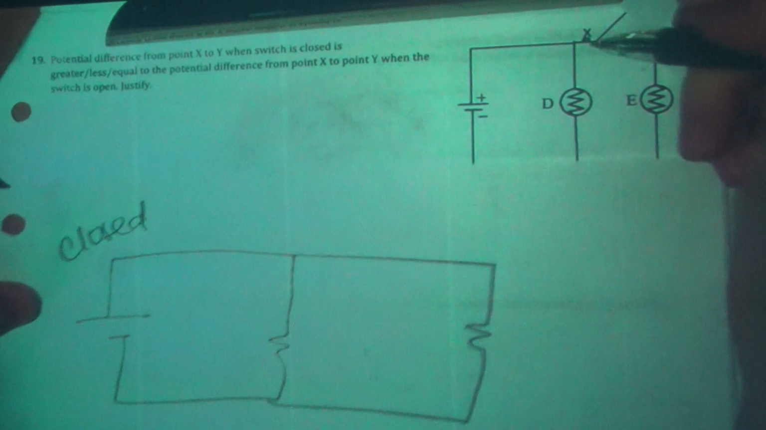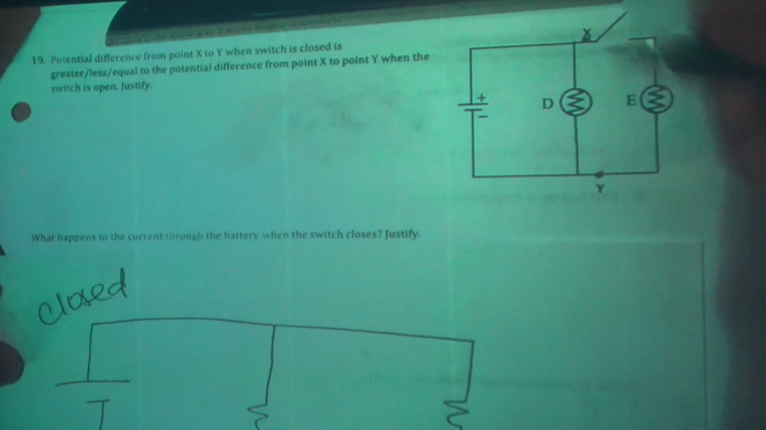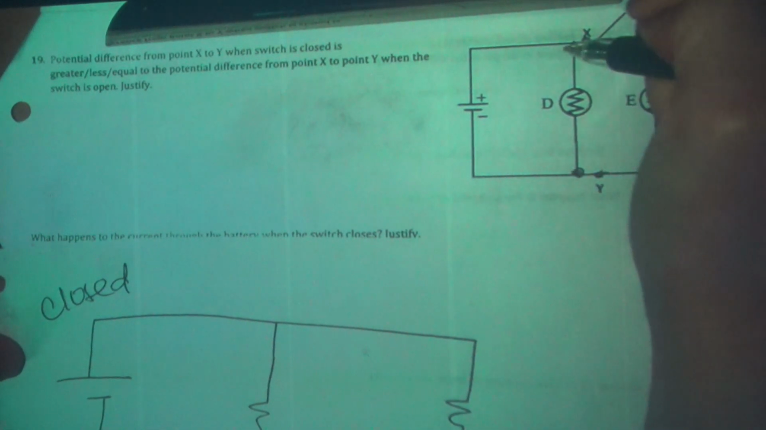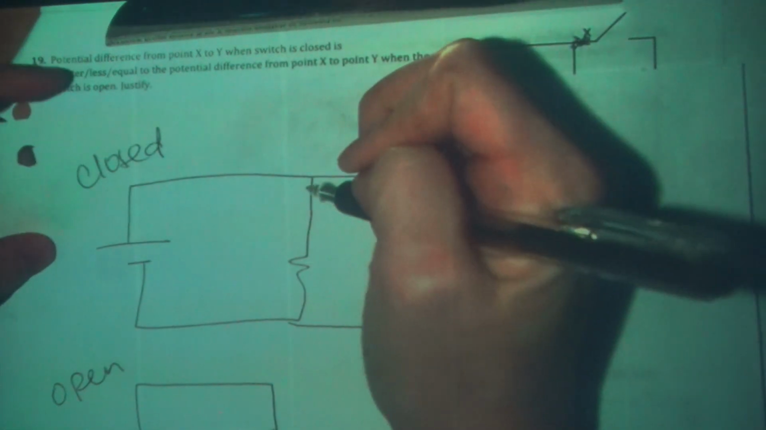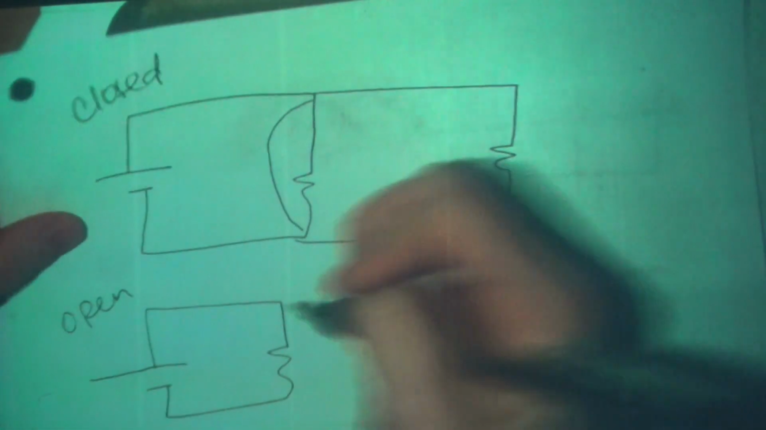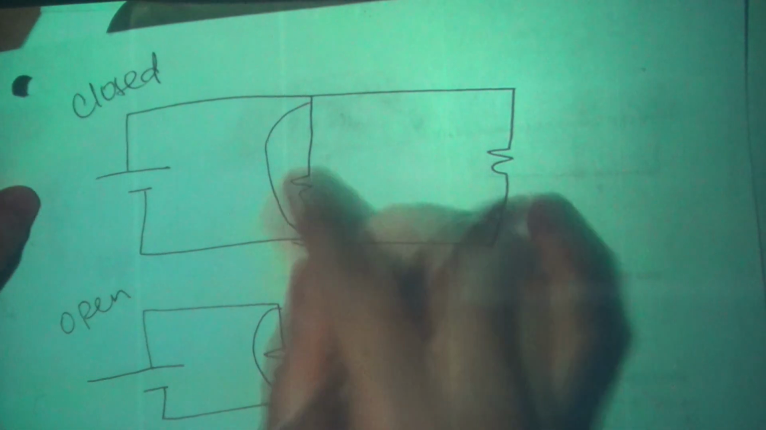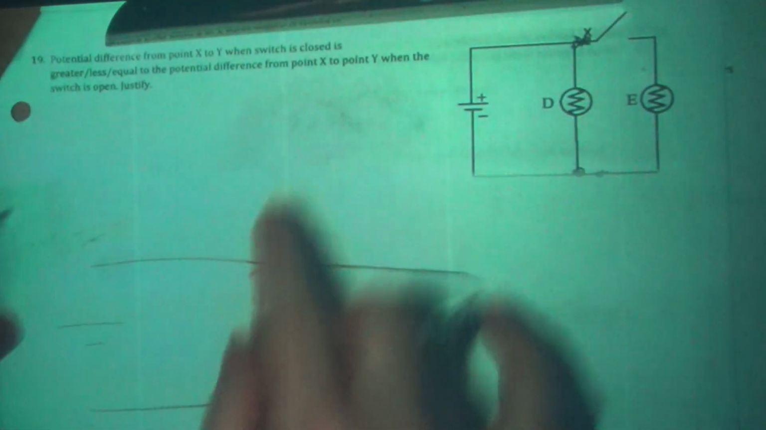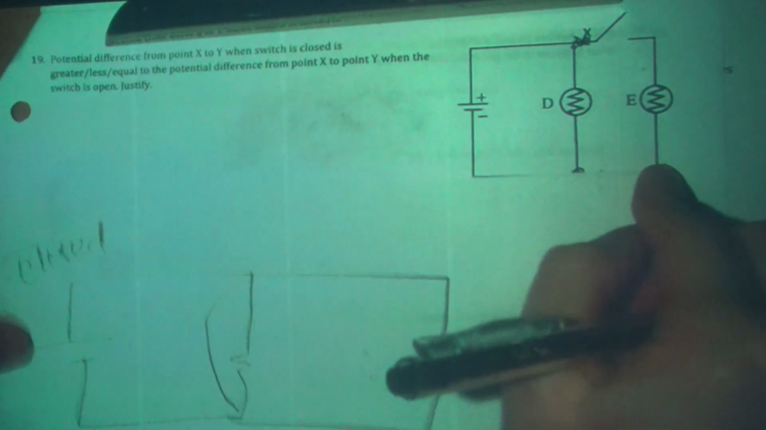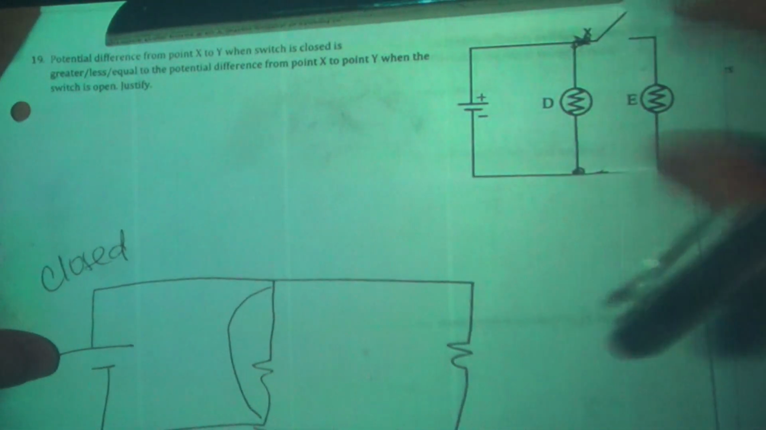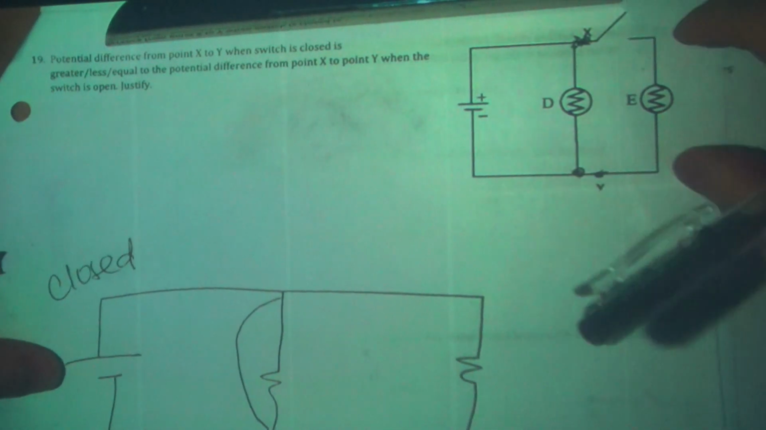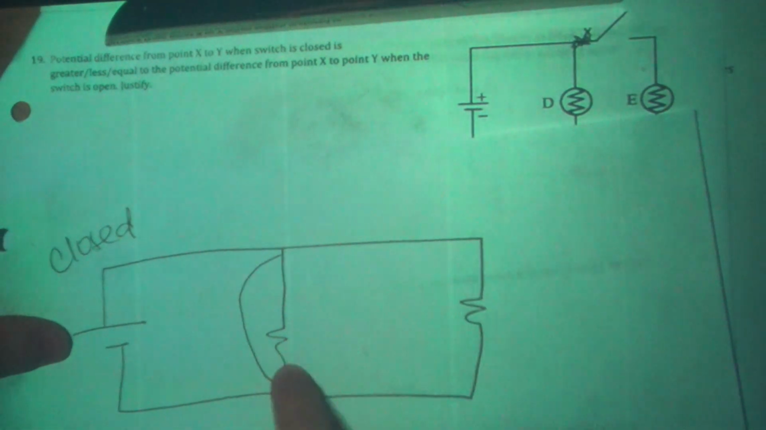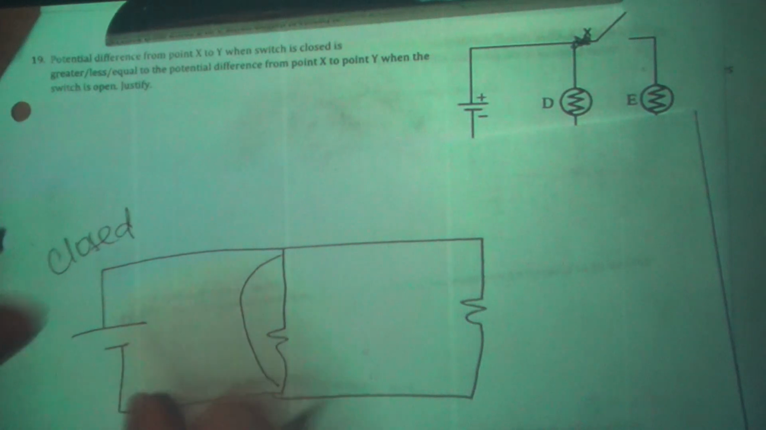And I'm asked specifically about the potential difference, or the voltage, from point X to point Y. Well, right here, this is just wire. So that's basically asking what is the voltage drop, or potential difference, across this bulb right here when it's open compared to when it is closed. Well, this one's actually really easy, because when you're closing it, you're just putting another bulb in parallel. In parallel, all the branches have the exact same voltage. So adding another branch doesn't change this one's voltage at all. This voltage is just the voltage of the battery.